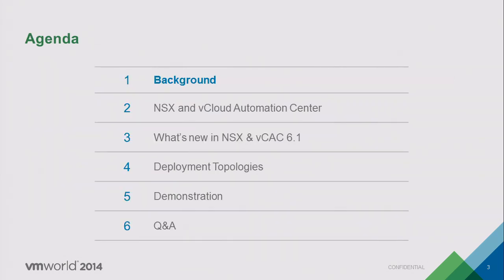So our agenda, we're going to provide a background on the problem that we're trying to address with the integration of NSX and VCAC. Then talk about how this integration works, what's new and coming in the 6.1 releases. Then talk about the deployment topologies, which is something I think is very important. Not only how the technology works, but how does this map to actual application architectures. Then the always risky live demonstration, followed by Q&A.